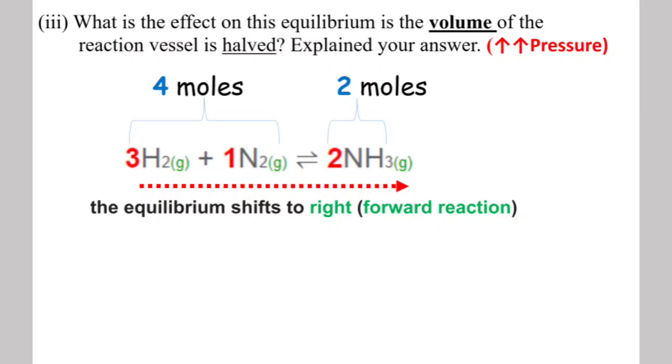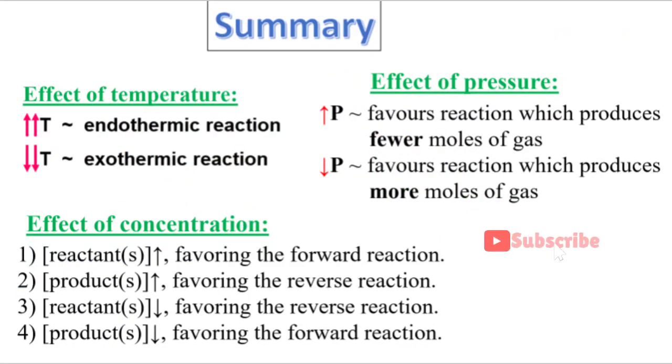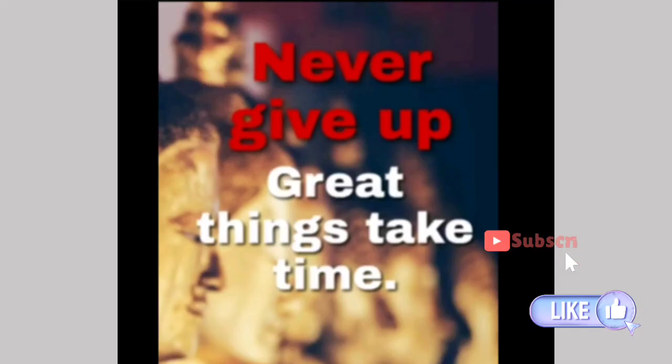Therefore, the answer for this question is the following. When the volume is halved, the total pressure of the equilibrium mixture is increased. So, the equilibrium position will shift to the right as the forward reaction is accompanied by a decrease in the number of moles. Lastly, according to Le Chatelier's principle, we can make a summary like this. That's all for our discussion today.